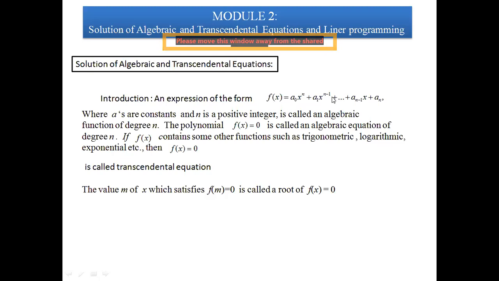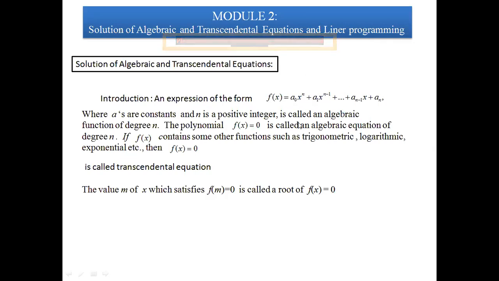A particular case of a polynomial: when n is equal to 1, it is called a straight line or linear equation. When n is equal to 2, it is called a quadratic equation or a parabola. Any curve of this type, like a dish-shaped curve, is called a parabola. A dish-shaped curve is nothing but a polynomial of degree 2. When the value of n is equal to 3, it is called a third degree polynomial. Like that, when it is greater than 3, it is called an nth order polynomial.